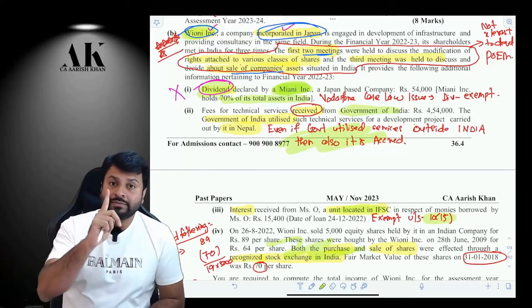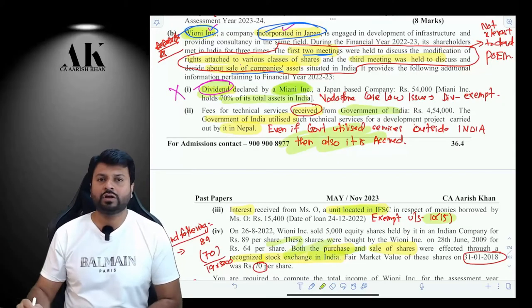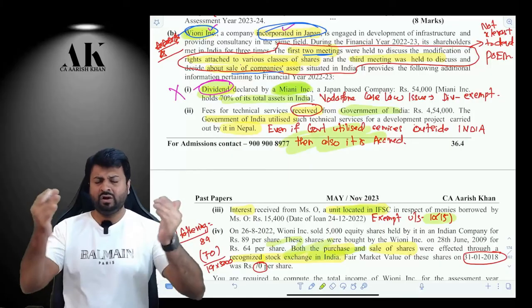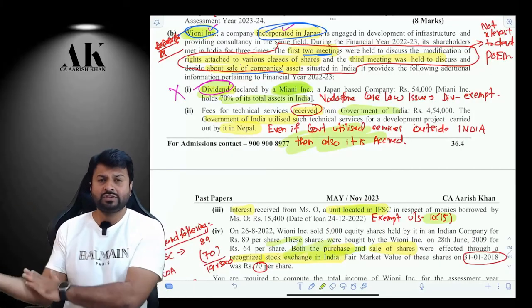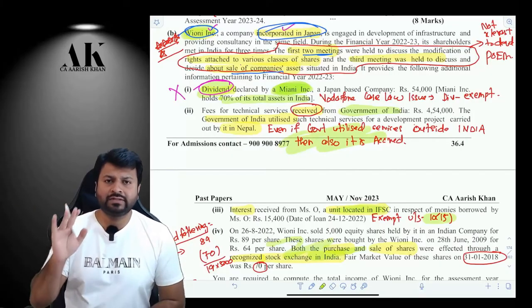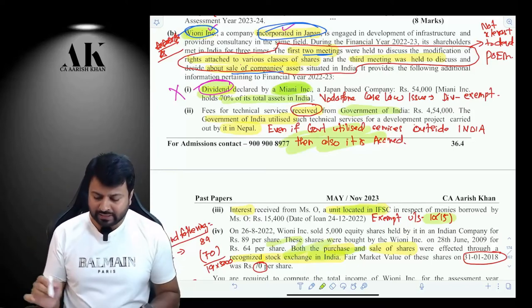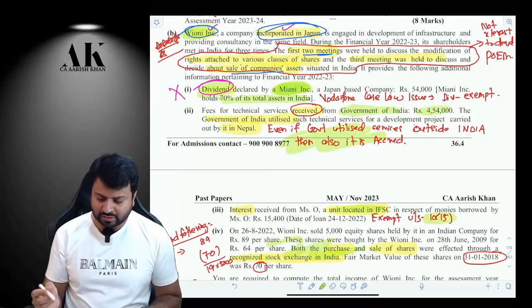The services should be used in India, it should not be used outside India. That logic is applicable for resident payers. It is not applicable for government. So in case of government, if a technical service is taken or royalty is taken or money is borrowed, and if it is used outside India also, sections 9(1)(5), 9(1)(6) and 9(1)(7) are applicable in case of a government. Therefore, here the income will be taxable in the hands of the foreign company.